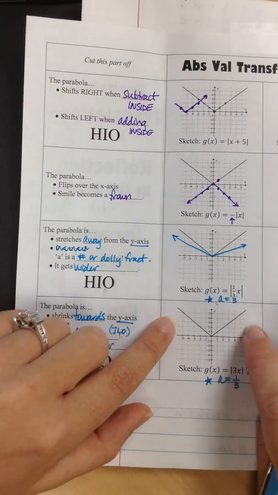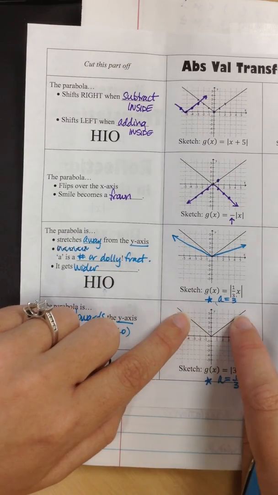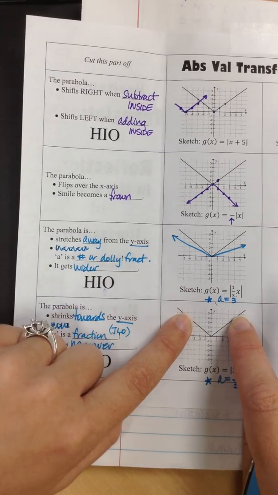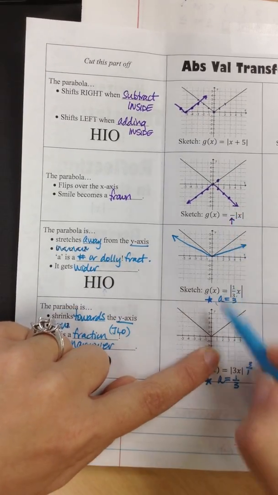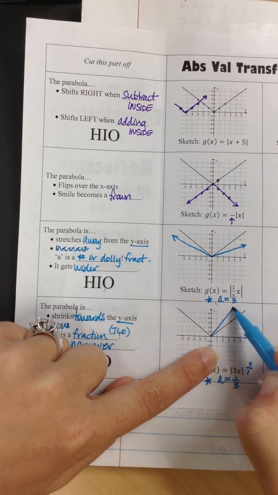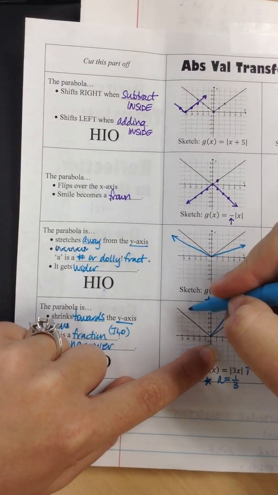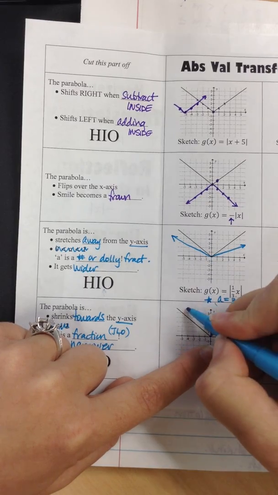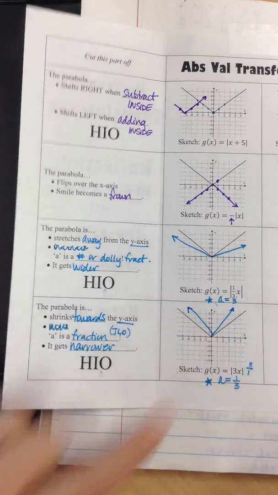So I didn't draw you a graph, but here I will now. Here's my graph, and if we're going to stretch towards the y-axis, that means my graph's going to get more narrow. I guess I should have said shrink towards. We're going to squish it.